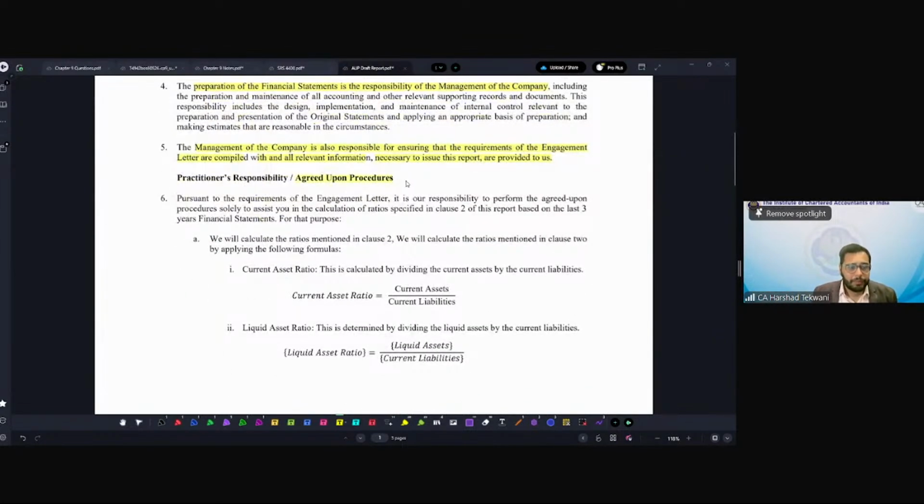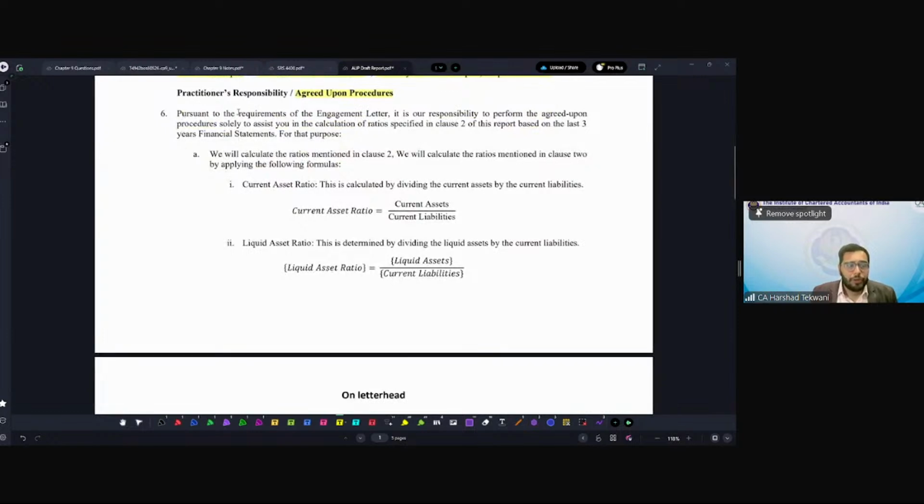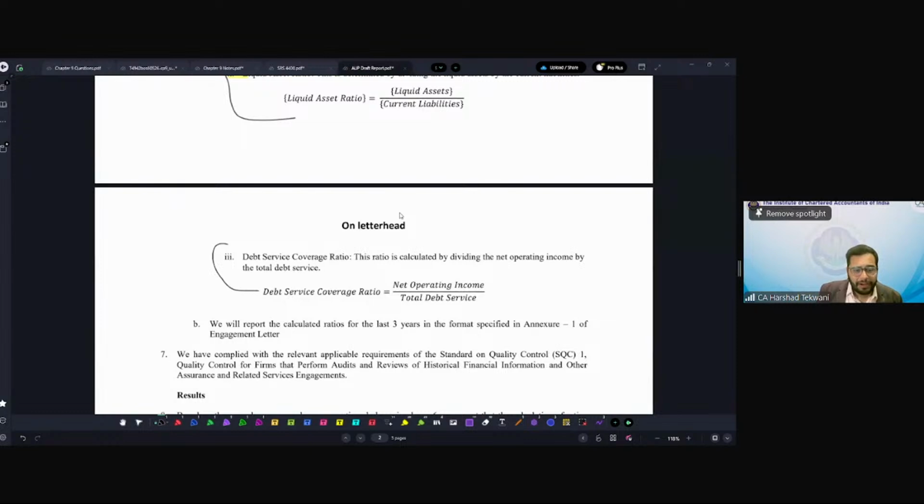Agreed upon procedures. Now, what are agreed upon procedures? Pursuant to the requirement of the engagement letter, our responsibility is to perform agreed upon procedures solely to assist you in the calculation of the ratios specified in clause 2, based on the last 3 years financial statement. For that, we will calculate the ratios mentioned in clause 2 by applying the following formula. They have specified the formula for how the ratios will be calculated, and they will report in annexure 1, a specified format given in the engagement letter. So they will report the calculated ratios in annexure 1.